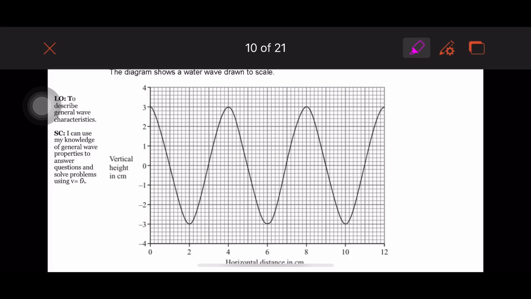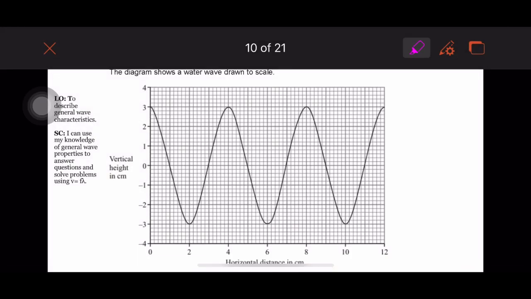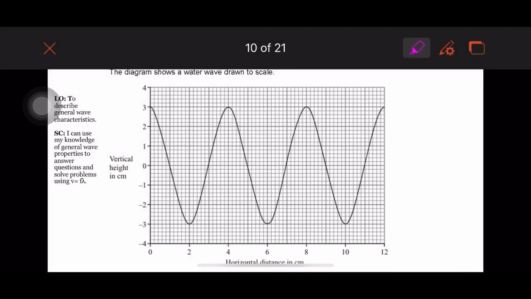Okay, how about if it starts here? Yeah, that's the basic thing that I told you already. That's easy to count. So you have to be sure where your wave started. So if it starts here, it also ends here. That's 1 wave. So be mindful of where the wave started also on your grid.